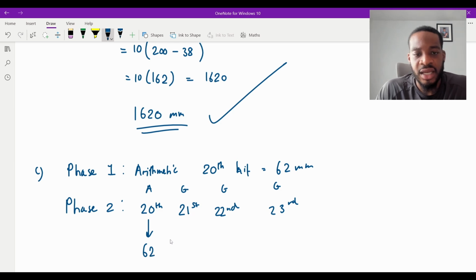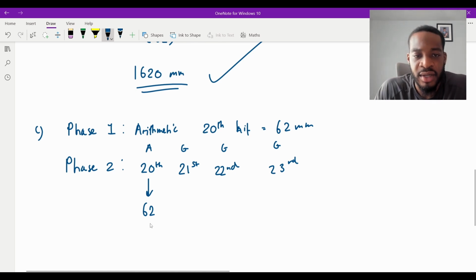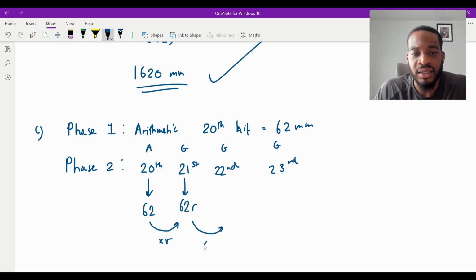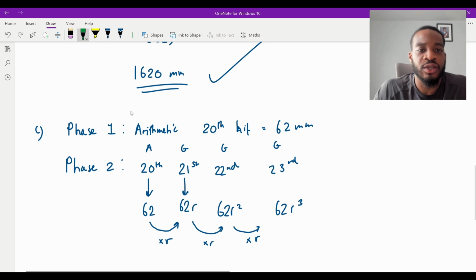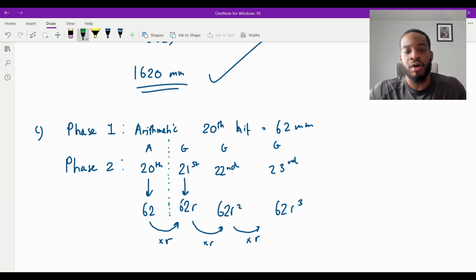Now, to get the next term, if it's being formed geometrically now, then we're going to times by a common ratio of r, isn't it, to get this one, which is going to be 62r. And then to get the next one, it's going to be times by r again, so 62r squared. And then to get this one, it's going to be 62r cubed. Let me put a line through here just so it's super clear. So from here, it's going to be phase 2: 62r, 62r squared, 62r cubed, and so on and so forth.